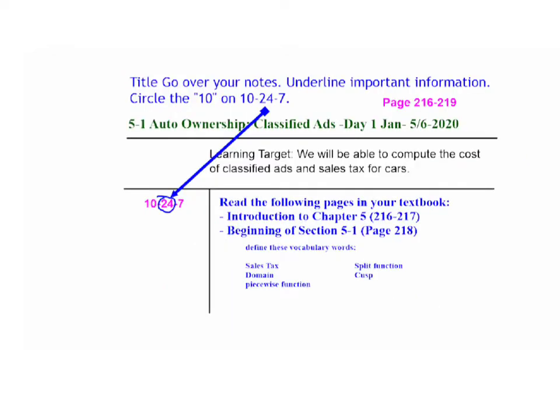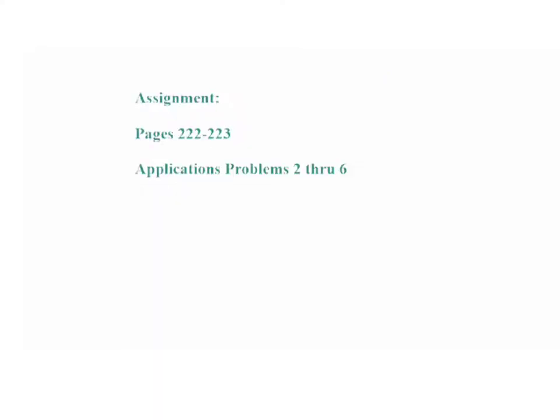All right, underline what's important in your notes for today, and circle the 10, even though my slide here shows the 24 circled. I don't know what happened there, but there we go. Here's our assignment. It's page 222, problems 2 through 6, and that is actually number 24 in our assignments in our modules for financial algebra.